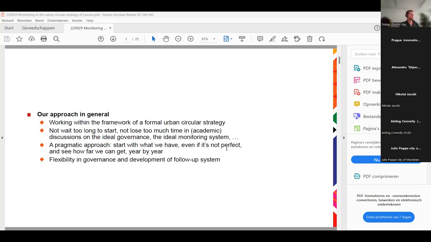And also important, because this is the first policy period that we have an explicit circular strategy, let's say work in a kind of open and flexible way. What we started with can be completely different in the next government period. So this is a bit the general philosophy of the way how we work.